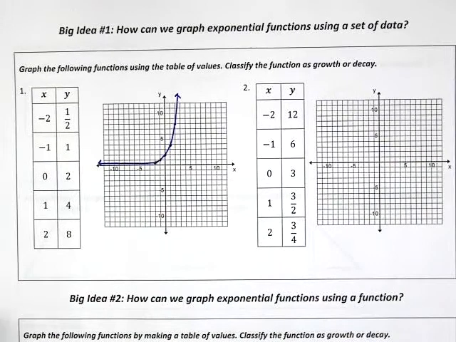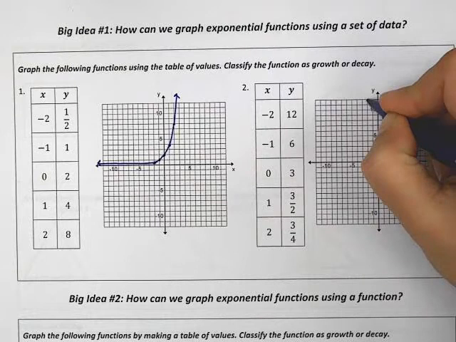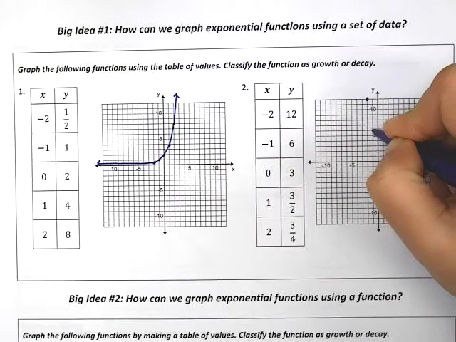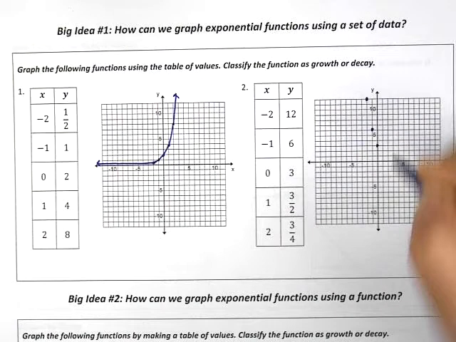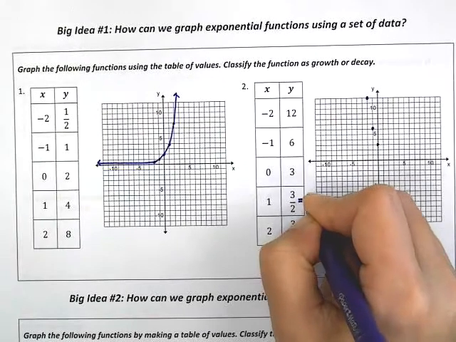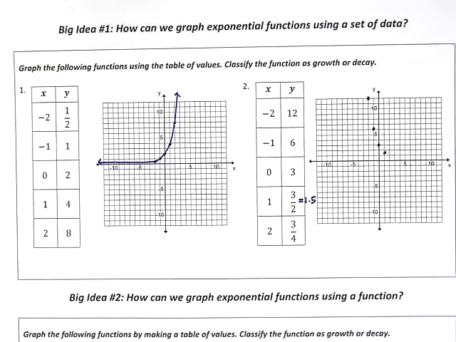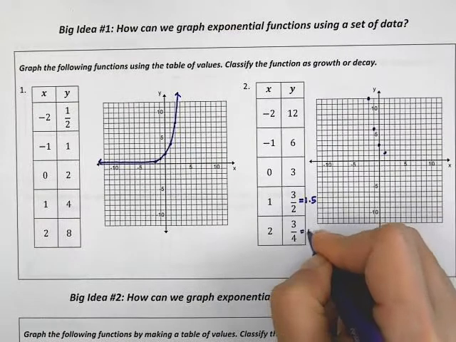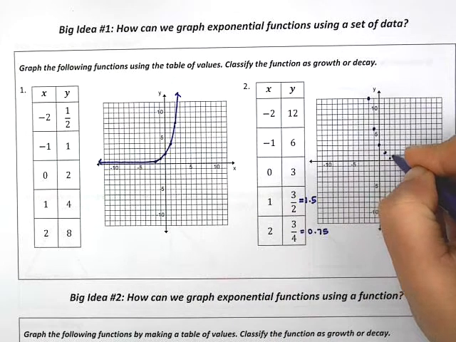For problem number 2, we would graph these ordered pairs just like normal. So left 2 up 12, left 1 up 6, 0, 3, 1, 3 halves. Now 3 halves is 1.5 as a decimal. So if it's easier for you to graph it as a decimal, change it to a decimal by dividing. And 3/4 would be 0.75, so a little bit less than the number 1.